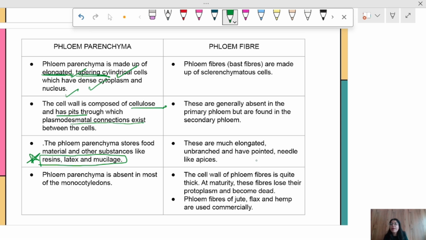Now, phloem parenchyma is absent in monocots. Most of the monocots, it is absent. Always they give a question on this: phloem parenchyma absent in monocot stem. Right? In most of the monocots, phloem parenchyma is absent.